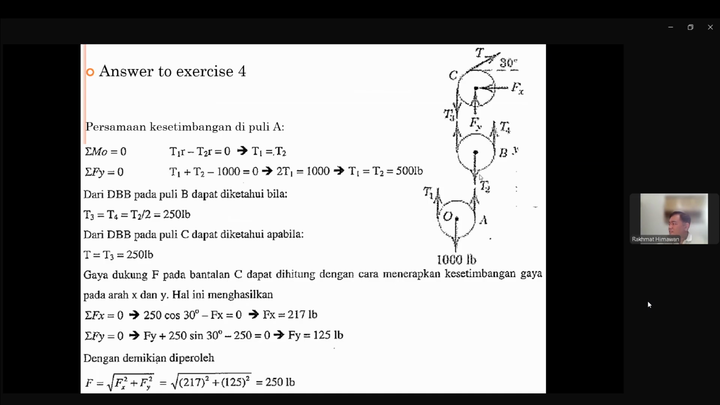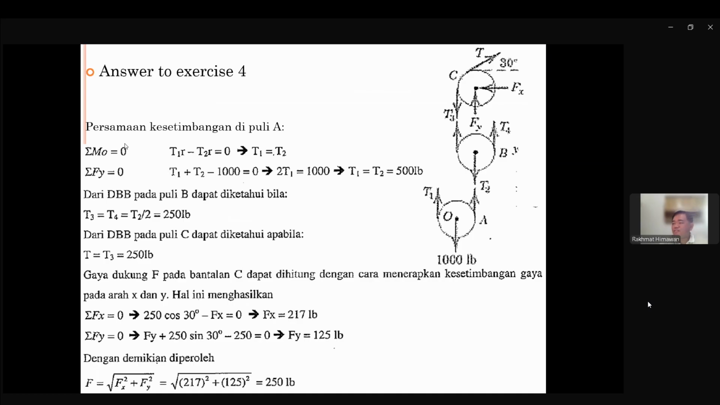This is T2 and connected to the A pulley to T1, which means T2 is equal to T1, T3 is equal to T4, and T3 is equal to T, the main T. So this is basically to find out what the weight is going to affect on the T and the Fx and Fy. It's hard to imagine, but you can try to understand this, that there are some steps.